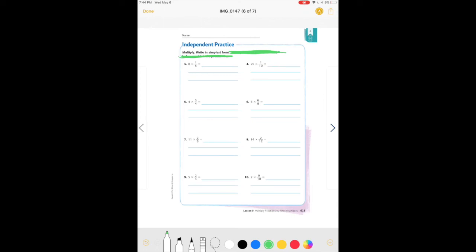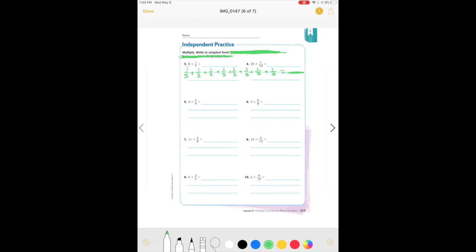So 8 times 1/5. The fraction I'm working with is 1/5, and my whole number tells me how many times I need to add it together. So I would have 1/5 plus 1/5 plus 1/5 plus 1/5 plus 1/5 plus 1/5, 1, 2, 3, 4, 5, 6, 2 more. 1/5 plus 1/5, 1, 2, 3, 4, 5, 6, 7, 8.